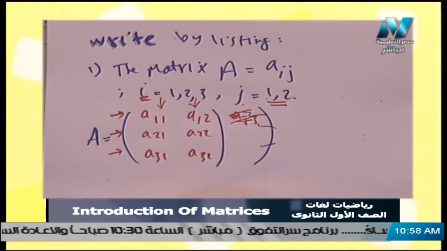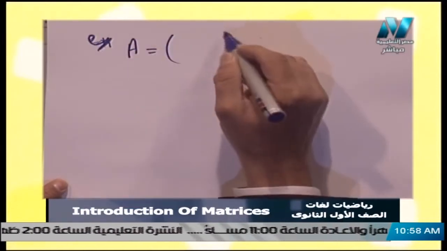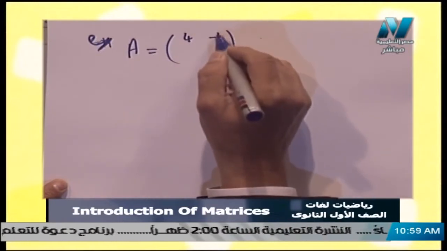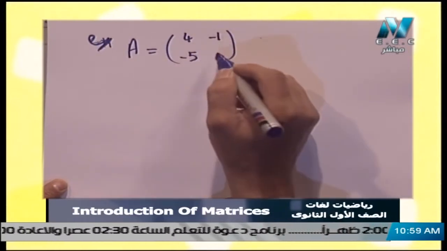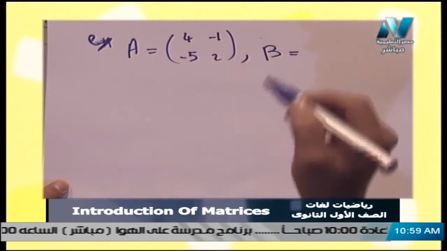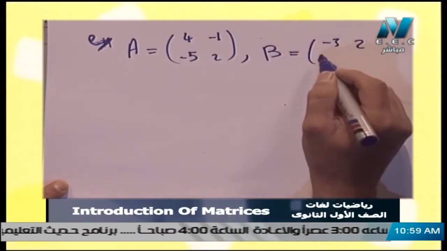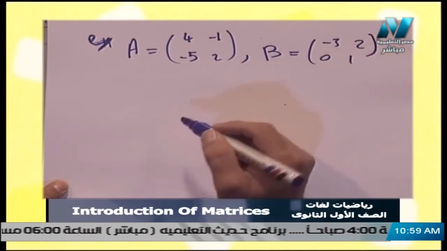Okay, let's move to another example here. We have many examples and it will be easier for you because we will deal with numbers. So, if we have an example here like that, A equals a matrix, this matrix 4, negative 1, negative 5, and 2. And we have another matrix, B, equals negative 3, 2, 0, and 1. Okay?